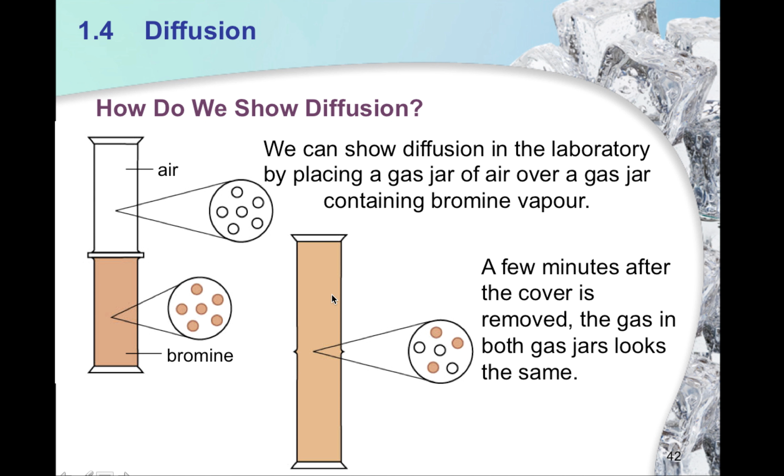Diffusion is the net movement of molecules from a region of high concentration to a region of low concentration, down a concentration gradient, and this process doesn't require energy. In this case, bromine is located at the bottom and air at the top. By removing the paper cover, diffusion can occur, where the bromine molecules, which are highly concentrated here, will move upwards, and the air molecules, which are concentrated at the top, will move downwards, resulting in a mixture of bromine and air.